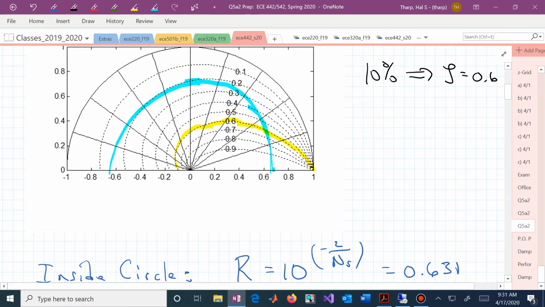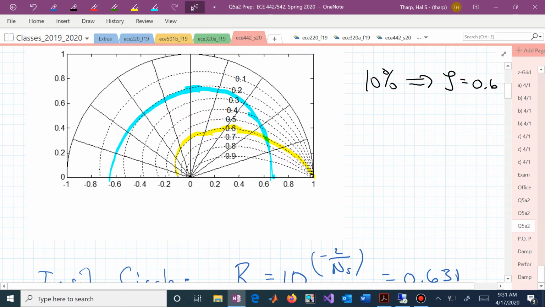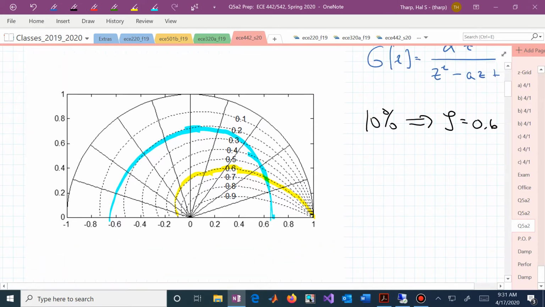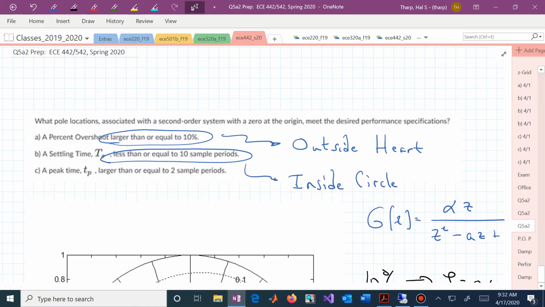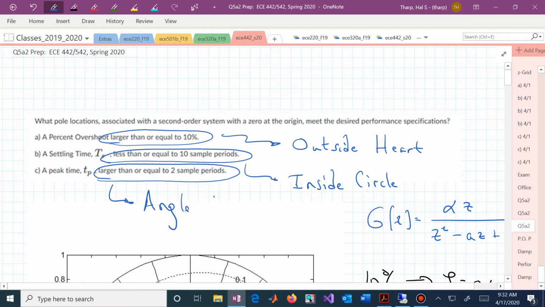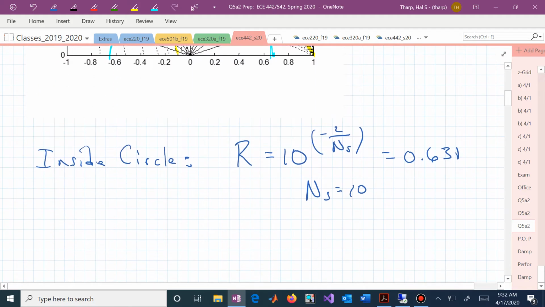And remember, we're above the yellow, we're inside this blue, and hopefully the next specification, which is the time to peak, this one also is a little bit backwards. This is now saying your time to peak is larger than or equal to 2 samples. This is now saying that our angle needs to be less than whatever the design spec says, which is 2 sample periods, and our time to peak equation.